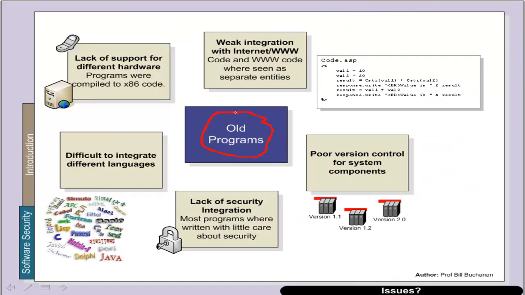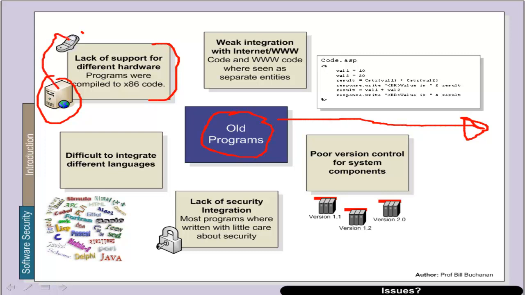So what we have is old programs, and these programs typically have many issues. As we'll see, we're now migrating away from these old programs, which can be defined as legacy applications, towards new and more robust applications. So the major problems that we have with our application software is there's typically a lack of support for different types of hardware. So why is it that an application written for a Windows PC can't run directly on a mobile phone? This happens because the code is compiled directly for the architecture and the processor involved. There's been a weak integration with the web and with the internet for many applications, where the actual code and the web code are seen as separate entities.